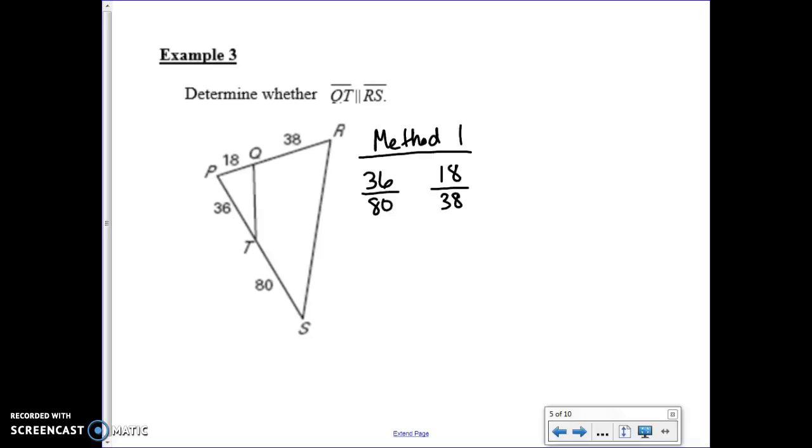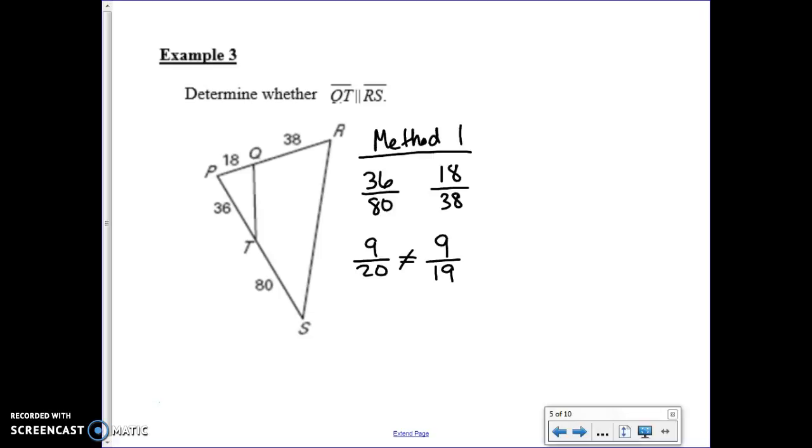So one thing you can do is just reduce those. You put 36 over 80 in your calculator and you reduce that down, or if you know they both divide by 4, then we get 9 over 20 on this side. If we reduce 18 over 38, we get 9 over 19. They both divide by 2. Obviously 9 over 20 and 9 over 19 are not the same thing. So they are not parallel.